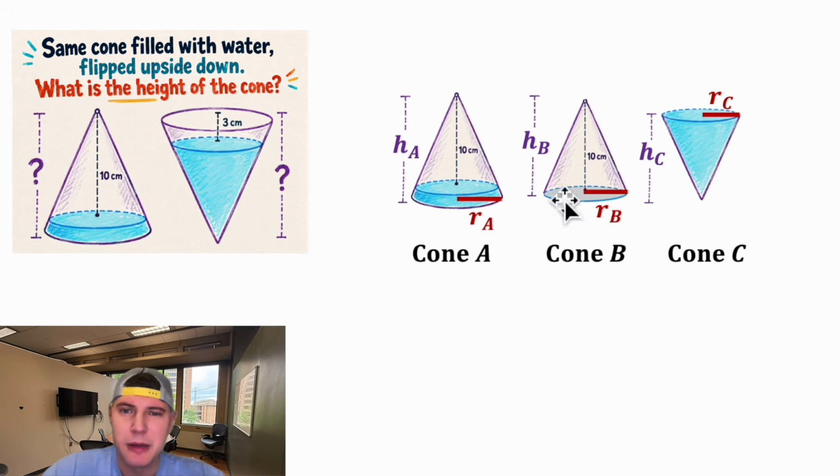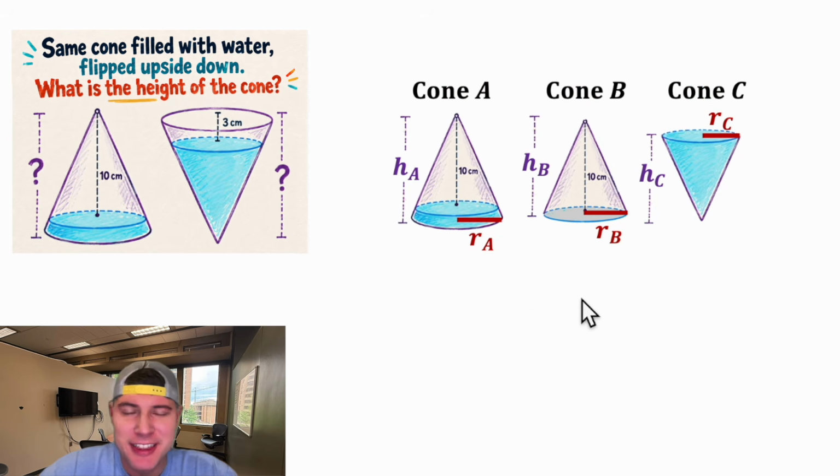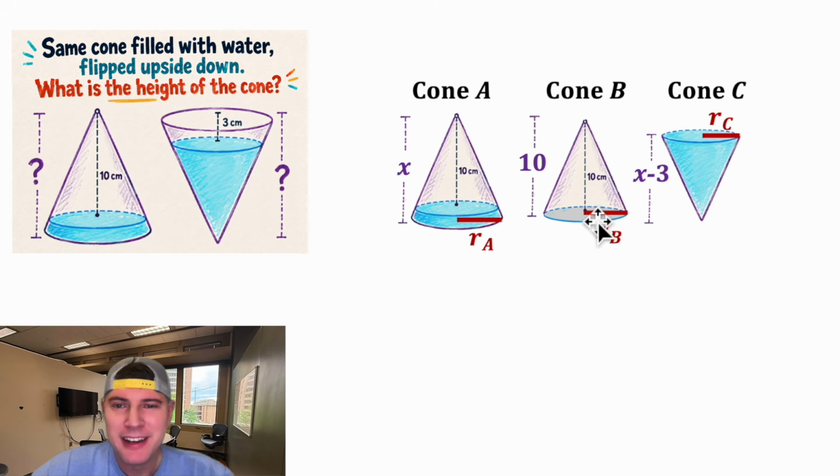Let's clean it up a little bit by moving the labels up here. I think this looks nice. Let's see if we can find some of these values. So for the h sub a, that is this question mark, so let's call it x. It's what we're trying to find. And then for h sub b, that's the height of this cone. We know that's equal to 10. And then for the height of the watery cone, it's going to be the whole thing x minus this 3. Now we have all the heights in terms of x and numbers.